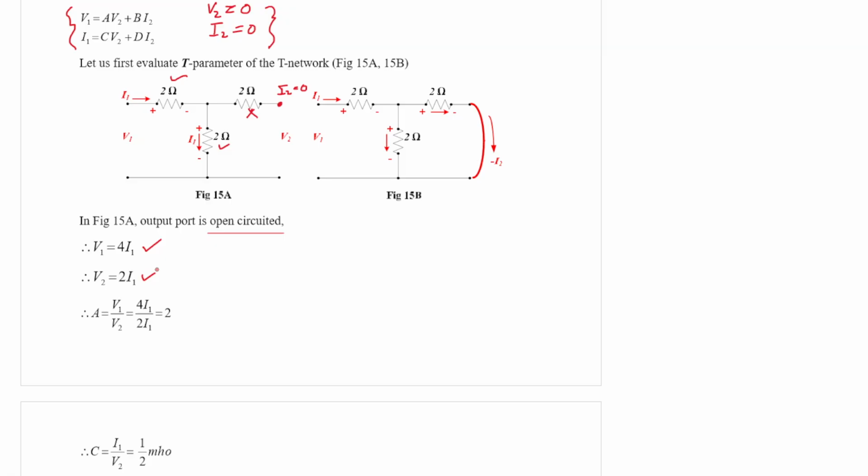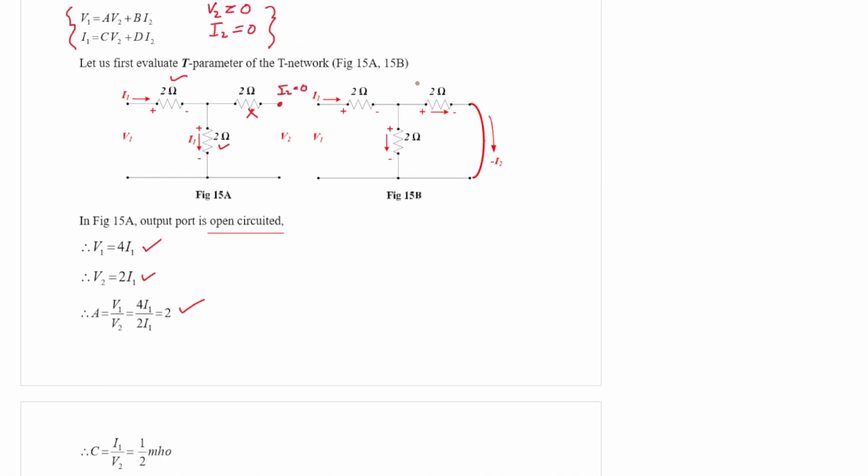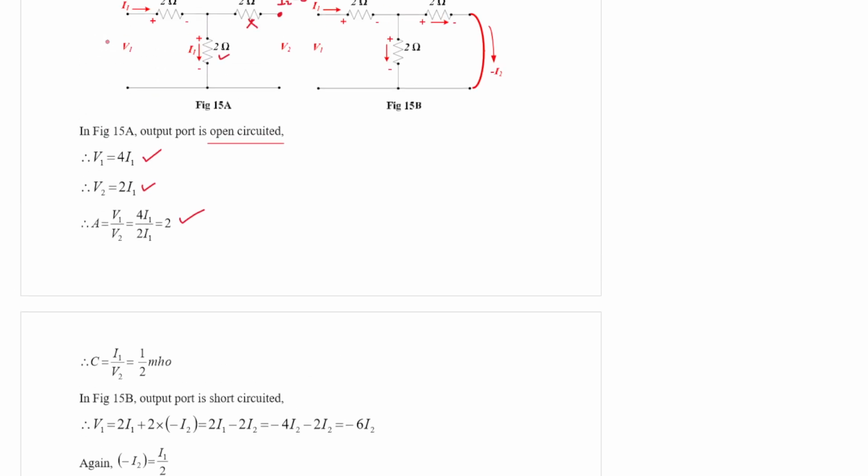So from the definition, what is A? A is V1 by V2, which is equal to 2. And what is C? C is equal to I1 by V2. So C, I1 by V2, will be half. So we have solved A and C of the T network.